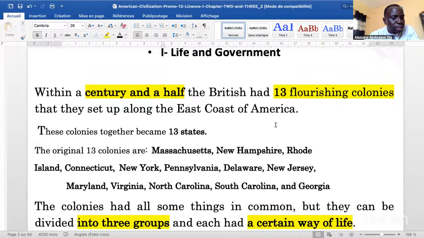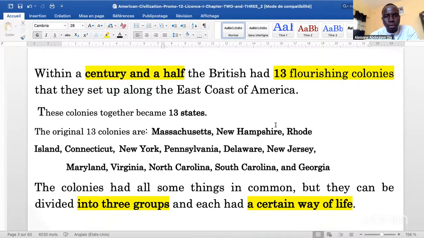You have to understand that until now, we cannot talk about states. It is the 13 original colonies that will, after their independence, declare themselves independent, and they will become a union of 13 states. So the transition is from 13 colonies to 13 states.